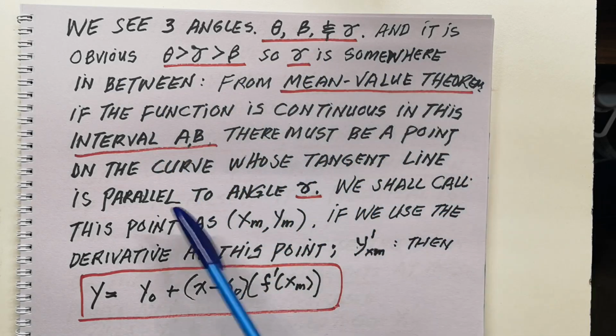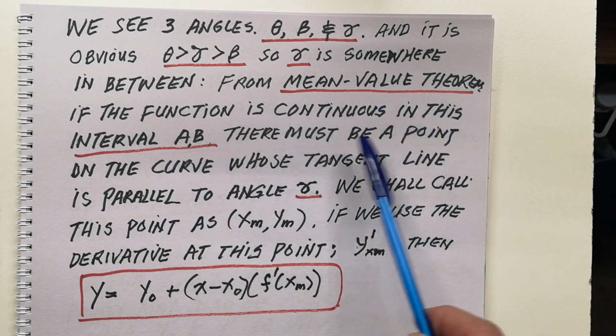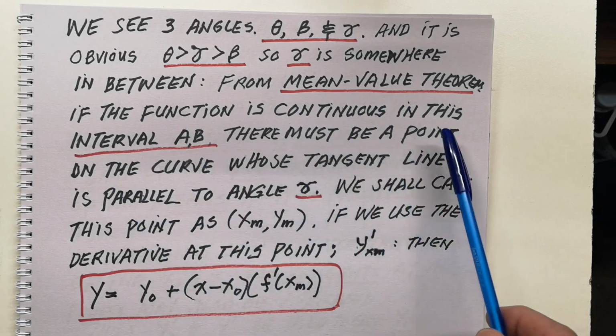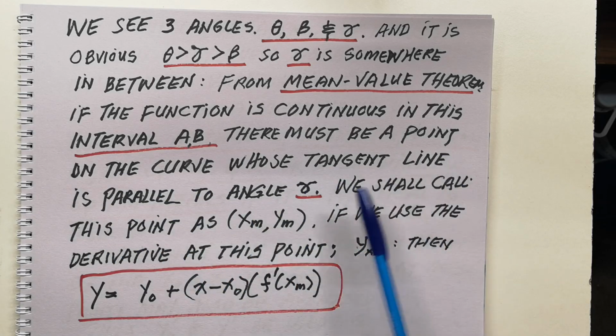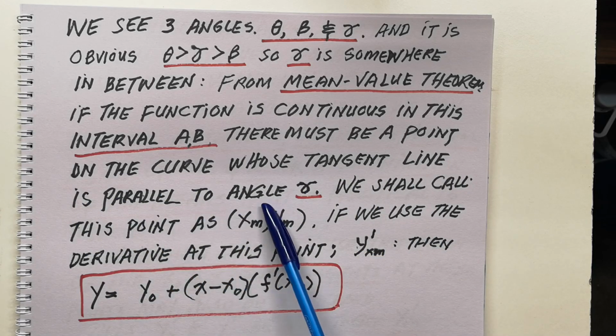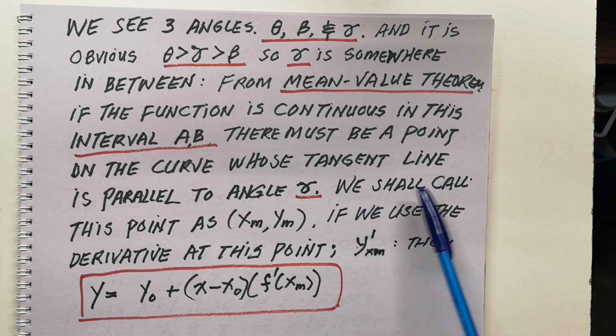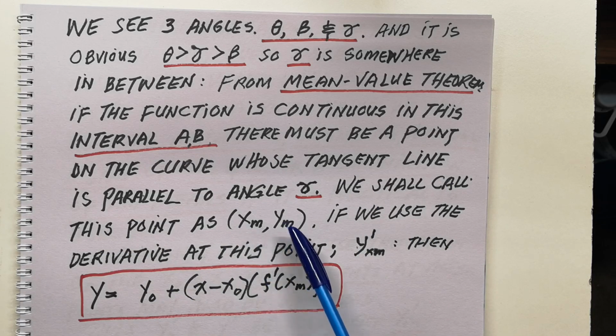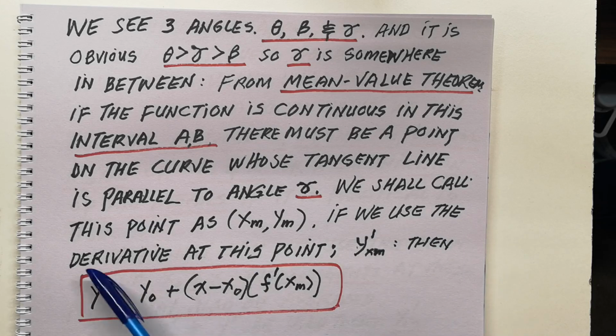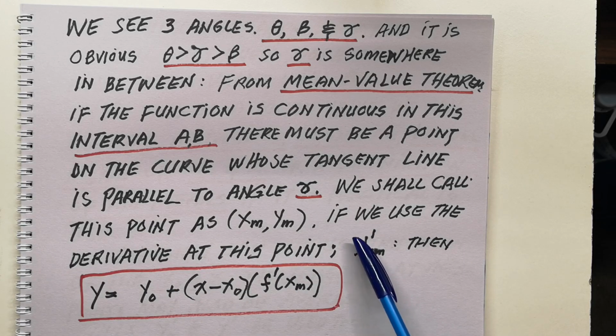From the mean value theorem, if the function is continuous in this interval AB, there must be a point on the curve whose tangent line is parallel to angle gamma. We shall call this point xm. If we use the derivative at this point, we call it y prime at xm, then we can say that y is approximately equal to y0 plus delta x multiplied by f prime at xm.